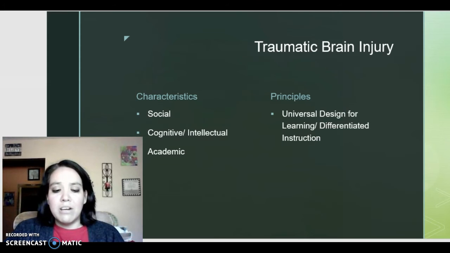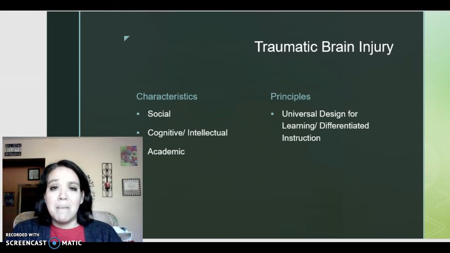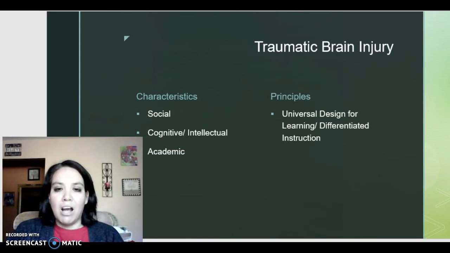Cognitive characteristics are that they have a decreased attention span. Their organizational skills and their problem-solving abilities may also decrease. Their memory is obviously affected.